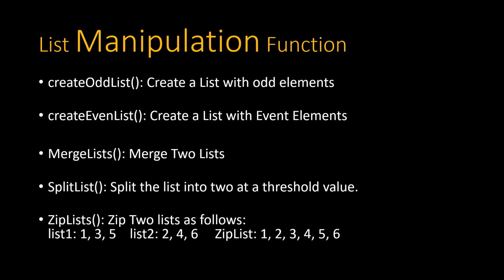And zip the list. The zip function will zip the elements of two different lists. For example, if we have two lists, the first list has odd elements and the second one has even elements, and if we zip them, they will become 1, 2, 3, 4, 5, 6. One odd element, one even element, one odd element, one even element, and so on. These are very useful functions to practice how a linked list works in Java.